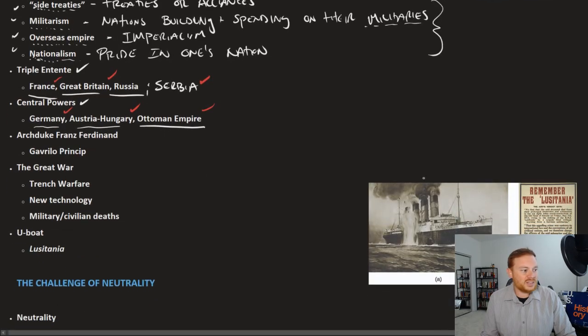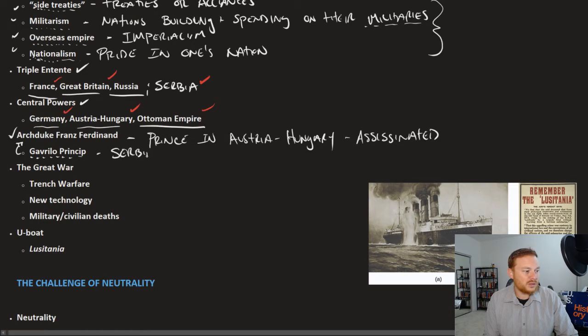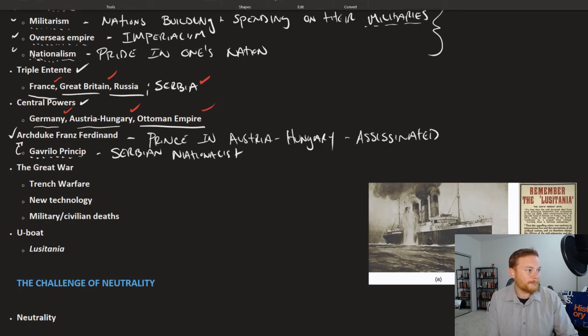it took the assassination of the Archduke Franz Ferdinand. So this was the prince in Austria-Hungary. He was going to be the next emperor. He was assassinated by Gavrilo Princip, right? So that is the assassin, who was a Serbian nationalist.